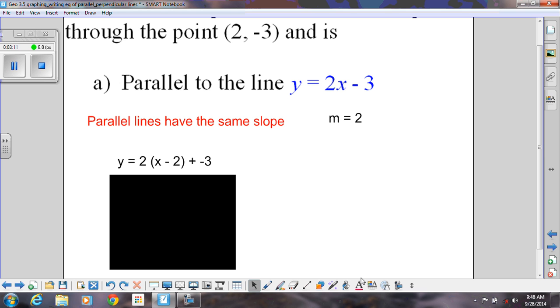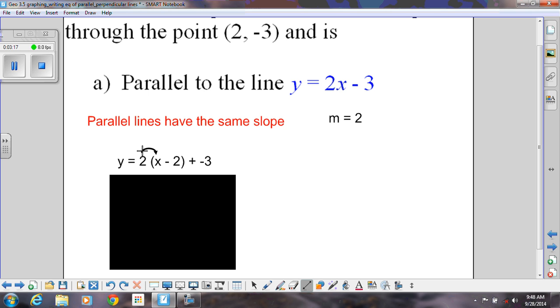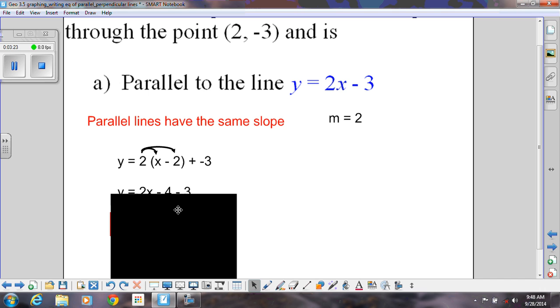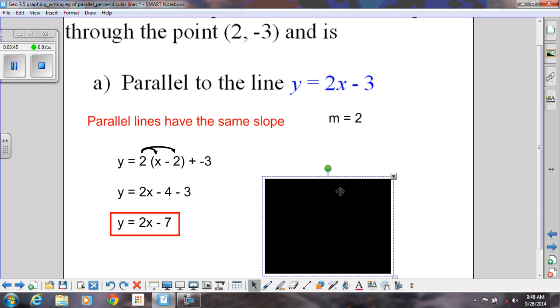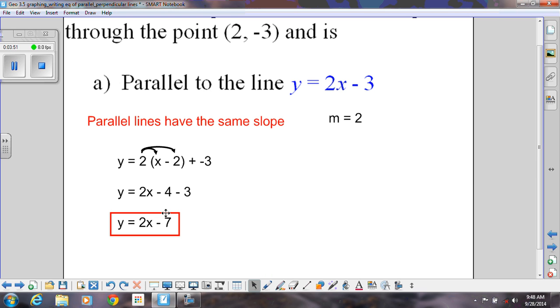Again, I'm going to distribute my 2, my slope. So 2 times x and 2 times -2. When I distribute, I get 2x minus 4, and then I'm just bringing down my plus -3. Again, I don't like to have double signs, so instead of saying plus -3, I just said -3. Then I need to combine these like terms, the -4 and the -3, and that gives me -7. So my final answer is y equals 2x minus 7. And this line would be parallel to this line.